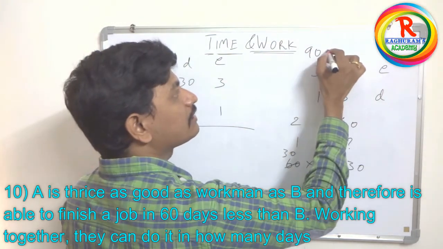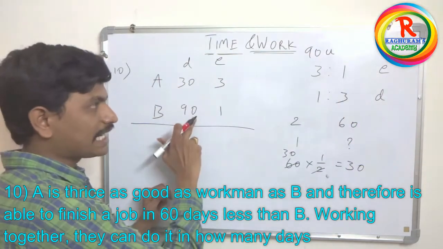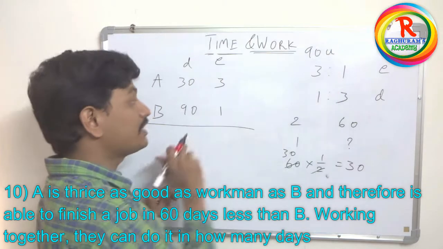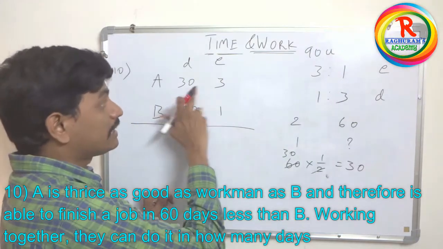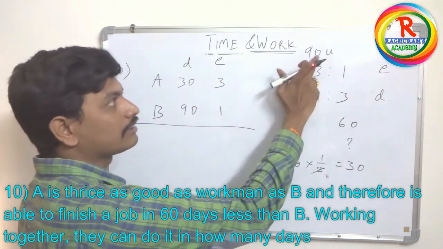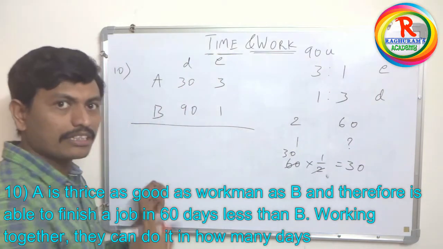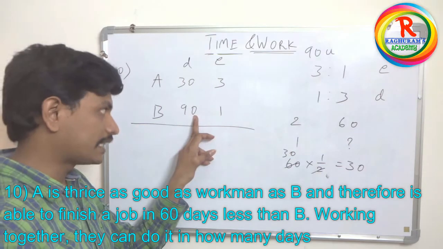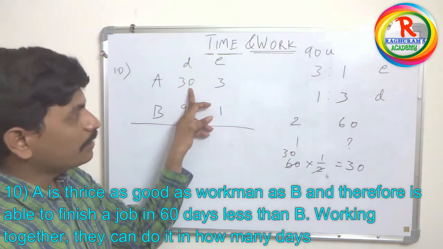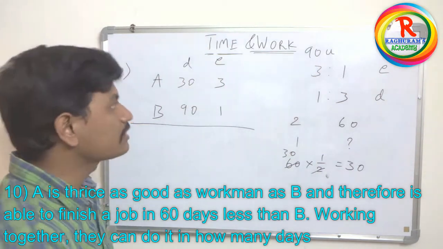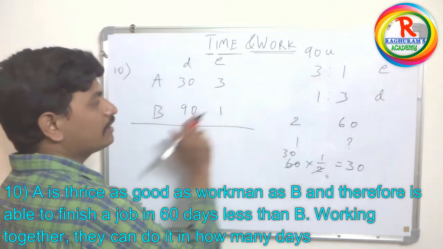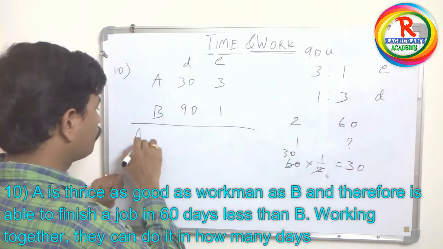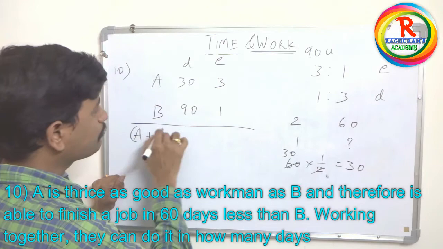Now, if we take the efficiency, what is the total number of units? 90 units. Because for 30 and 90, what is the LCM? What's the bigger number? 90. 90 is exactly divisible by 30. So directly we can take the LCM as 90. 30 threes are 90, 90 ones are 90.